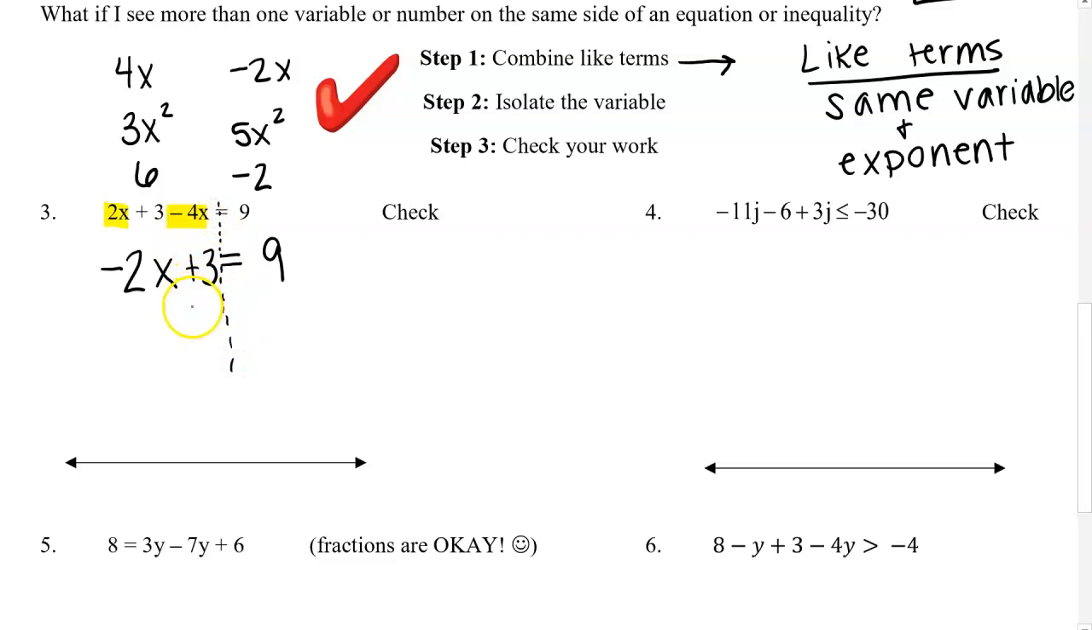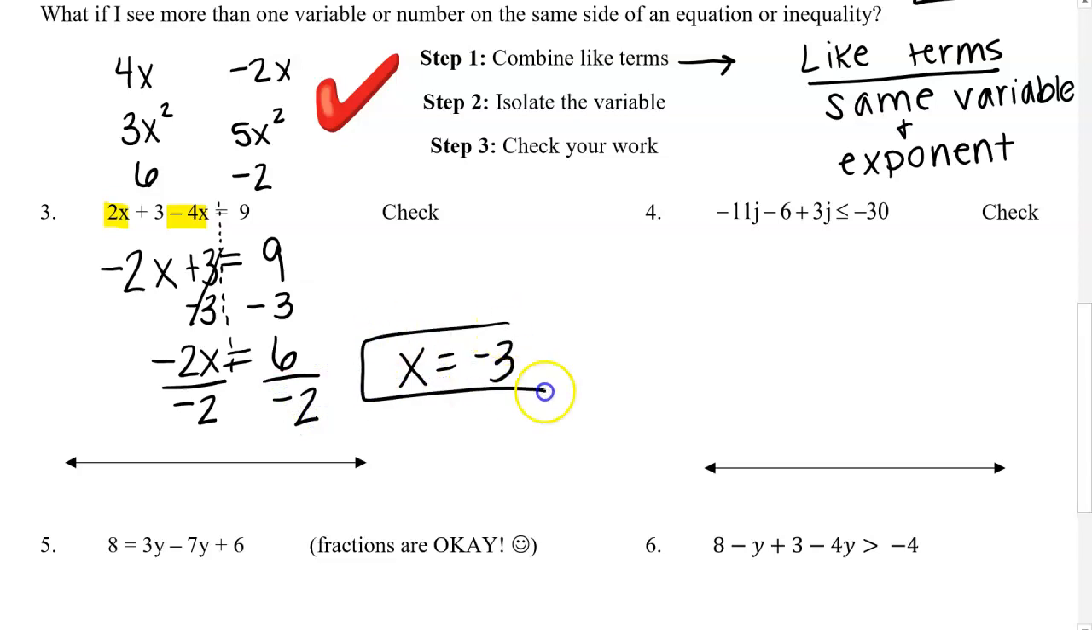So we would undo addition with subtraction, and we would undo multiplication with division. So our final answer is negative 3. If you wanted to check that answer, you could replace x with negative 3 and make sure your equation matches on both sides.